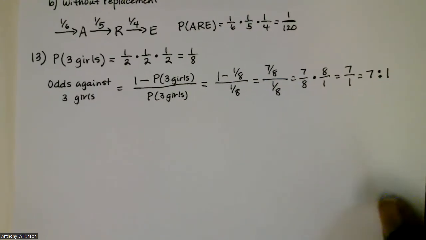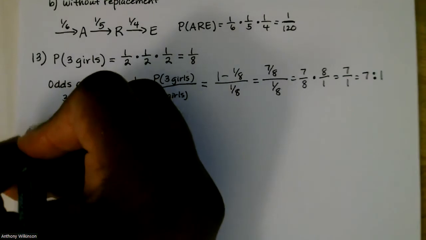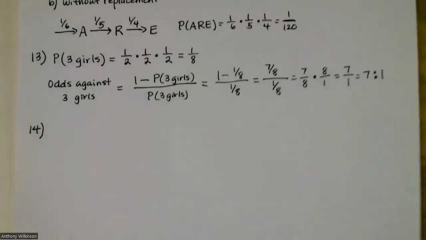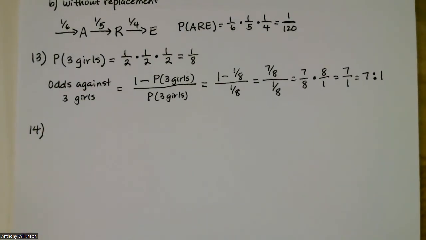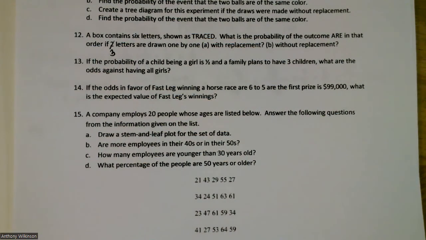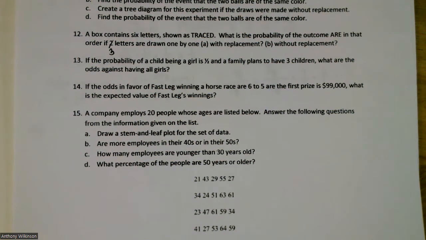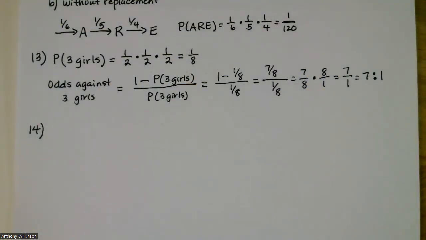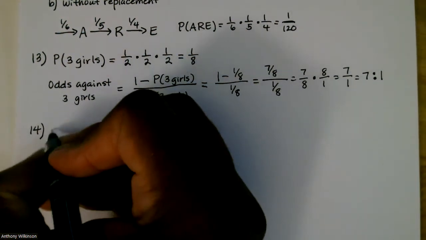All right, problem number 14 is this. If the odds in favor of Fast Leg winning a horse race are 6 to 5, and the first prize is $99,000, what is the expected value of Fast Leg's winnings? Okay, so odds in favor is given to you.